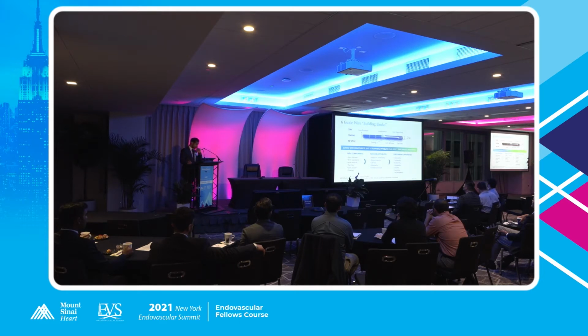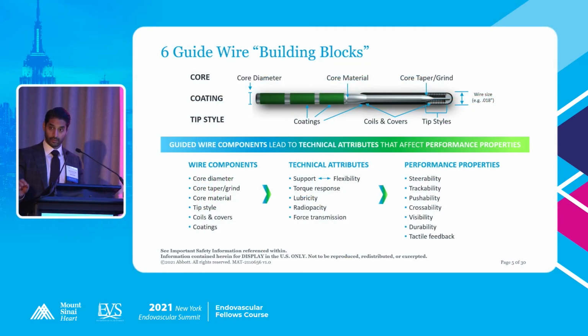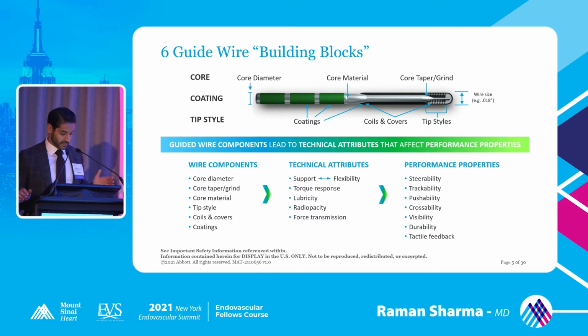So your core diameter, which we'll speak about again, will be very important. Then the coating of the actual wire, the material that the wire is constructed of, and what's happening at the tip. The coils or covers of the wire as well, and also what's happening at the tip in terms of what is coating the tapered portion of it. And each of these specific components will allow you to decide when to use each one.